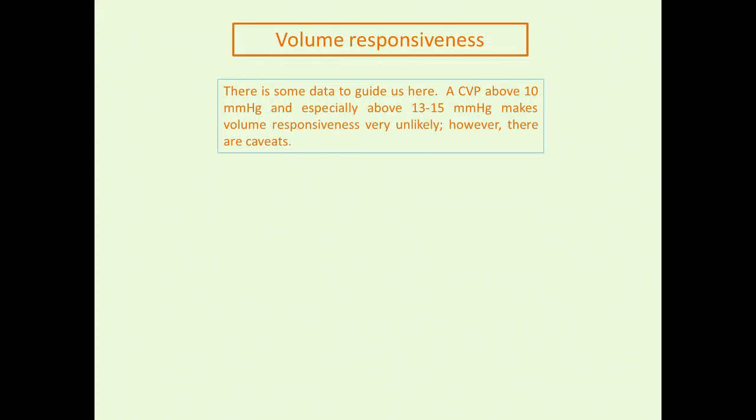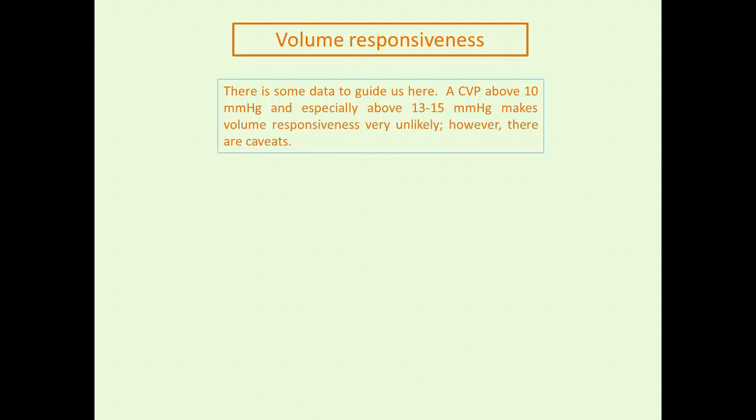So despite that, there is some okay evidence to help guide us here, and this is research that's about 5 or 6 years old now. In most patients, in most clinical states, I think these patients were cardiothoracic ICU patients, but a CVP above 10, and especially above 13 to 15 millimeters of mercury, made volume responsiveness very unlikely. So if you were at a CVP that high, you were more likely to be on that plateau portion of your cardiac function curve. But there's caveats, and we're going to talk about those caveats.